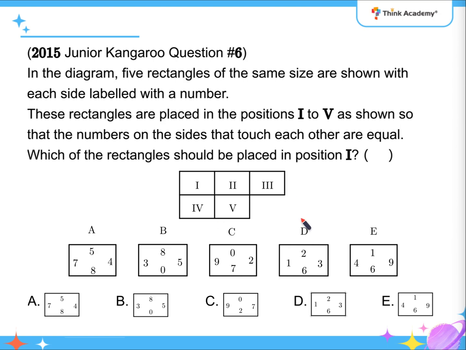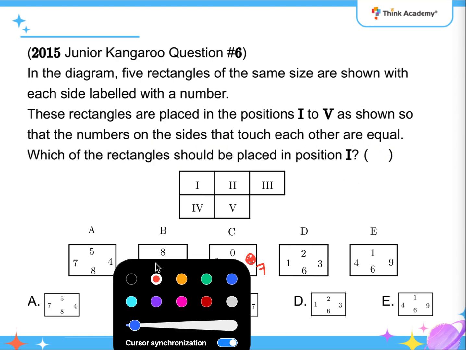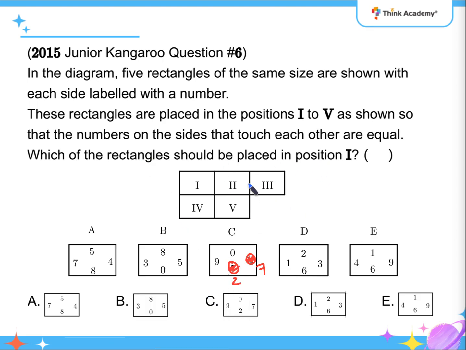At question 6, there is a little mistake in this question, because I've got the 7 and 2 swapped there. So that should be 2 and that should be 7. All right. So now if you are looking at these 5 cards and they are to be placed into the positions 1 to 5 as shown, such that the numbers on the sides that touch each other are equal, we want to know which of the rectangles should be placed in position 1.